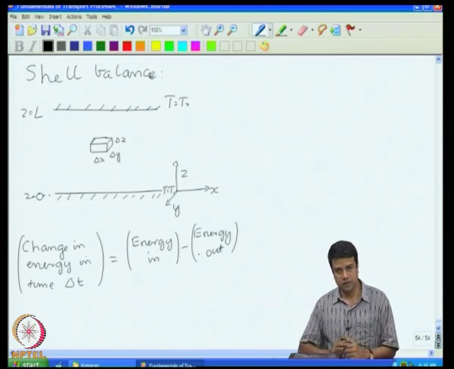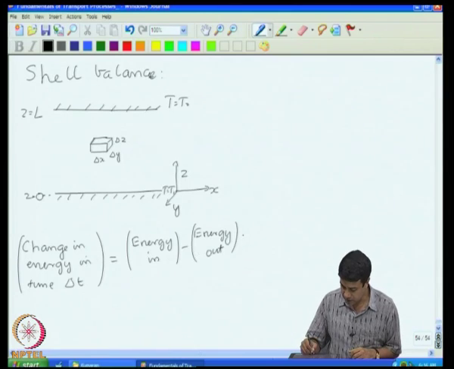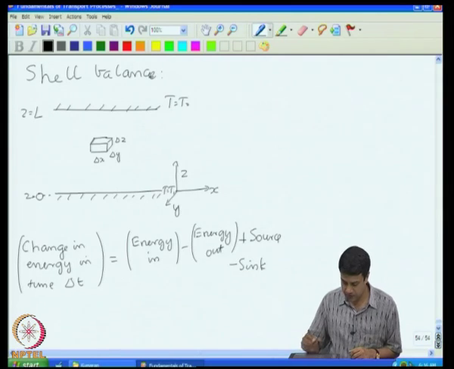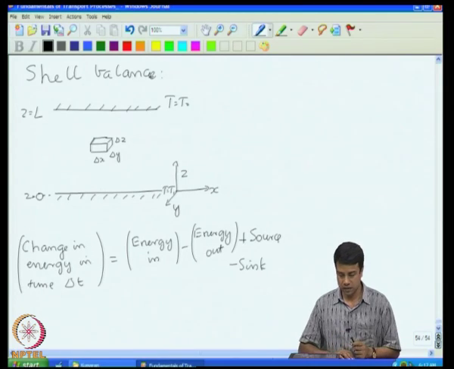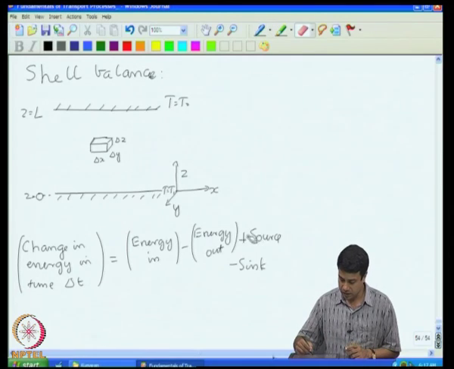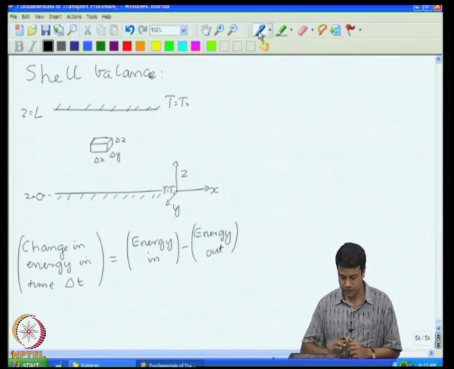Okay. So, this is the fundamental principle, plus any sources or minus any sinks. The sources could be due to an exothermic reaction, the sink could be due to an endothermic reaction. For the present, we will not concern ourselves with the sources and sinks. We will assume that there is no heat generation or absorption within the fluid, and therefore, we only have the transport of energy across the surfaces of this differential volume.